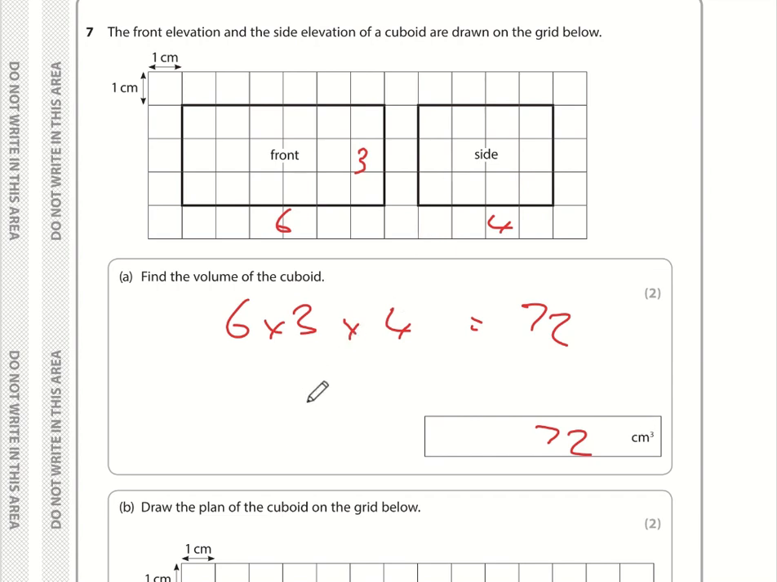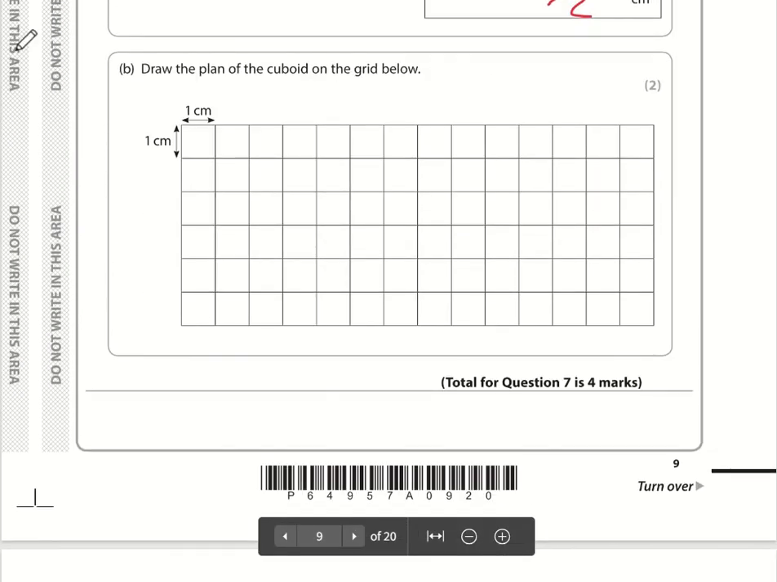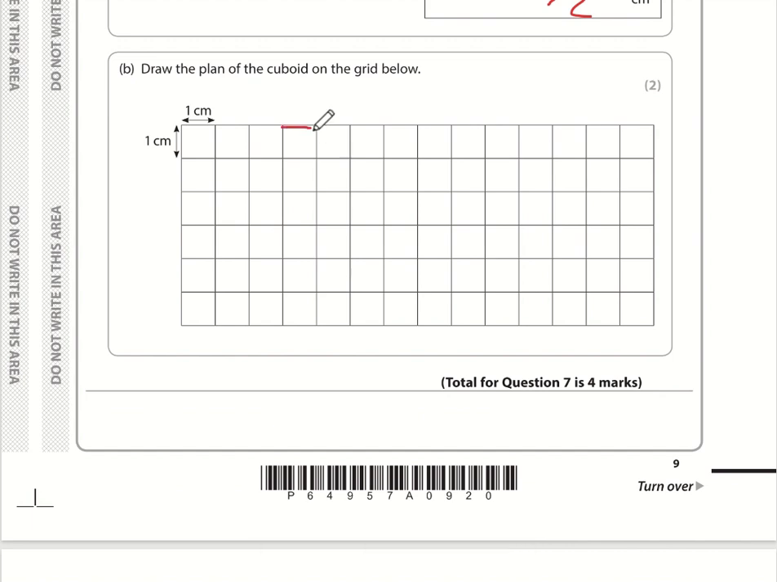And for B, we want to draw the plan. Now the plan is the view from above. So if this is the front and this is the side, we are going to be looking down on this part here. So we're going to be seeing a rectangle which is 6 by 4. So all we need to do here is just draw 1, 2, 3, 4, 5, 6. Is that 6? Yes, that's 6 by 4. 1, 2, 3, 4. Ideally using a ruler. And there we go. That is the plan view.